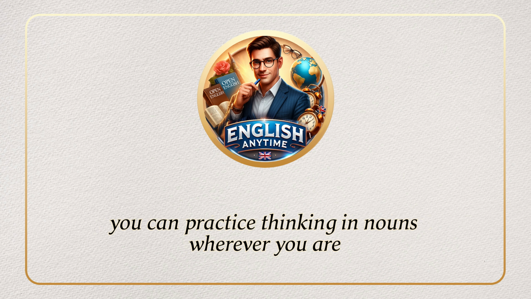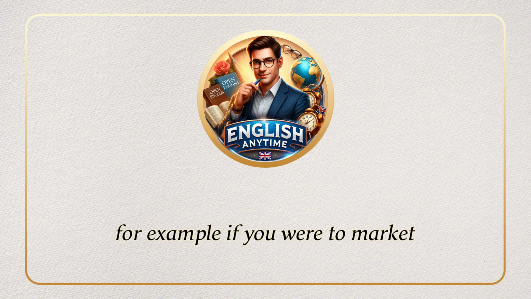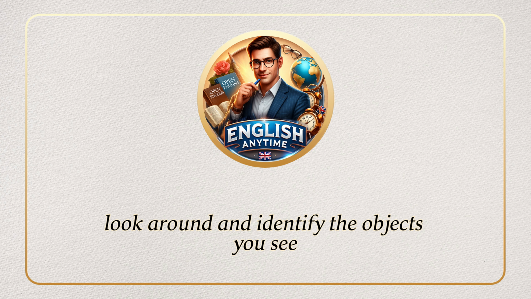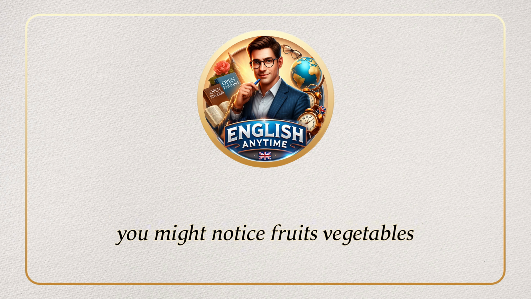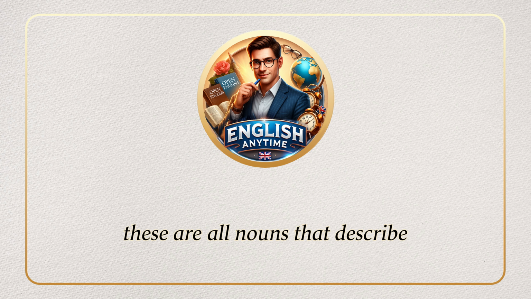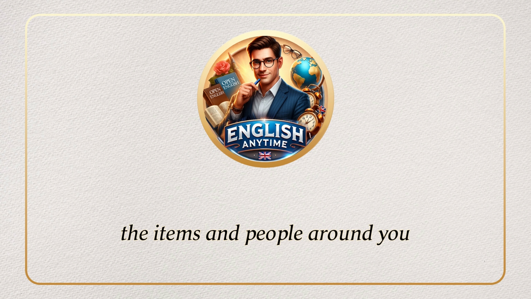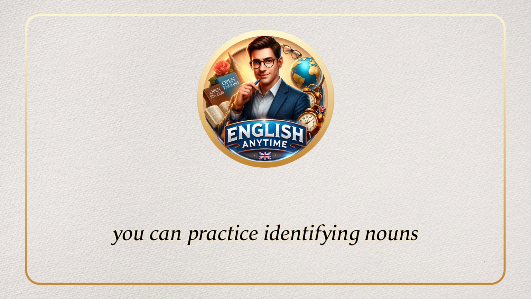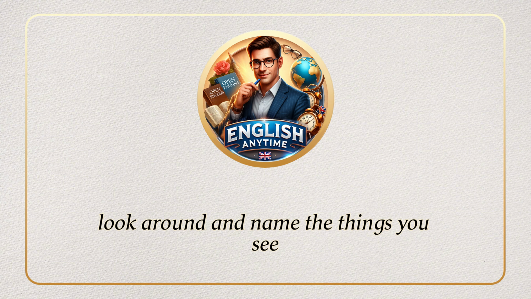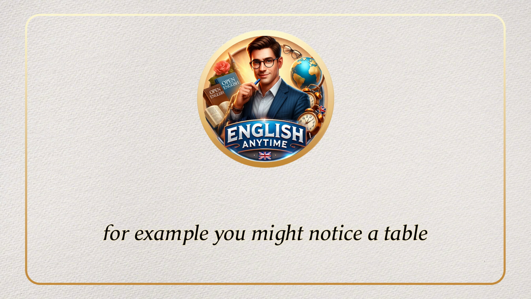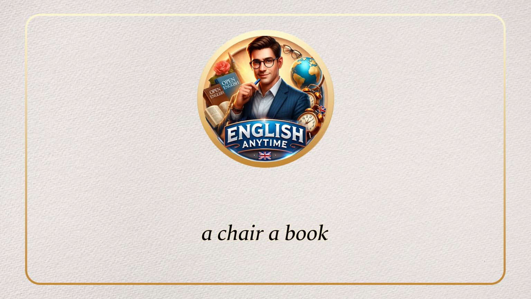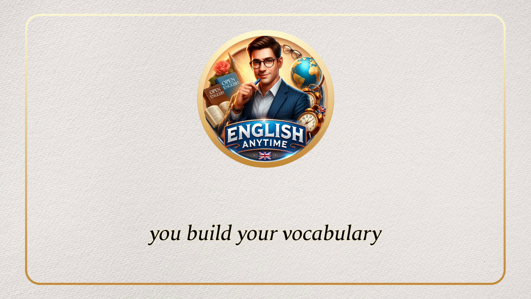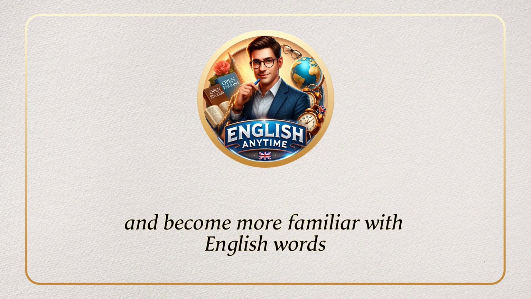You can practice thinking in nouns wherever you are. For example, if you are at a market, look around and identify the objects you see. You might notice fruits, vegetables, spices, and vendors. These are all nouns that describe the items and people around you. Even if you are just sitting in your room, you can practice identifying nouns. Look around and name the things you see. For example, you might notice a table, a chair, a book, and a laptop. By practicing in this way, you build your vocabulary and become more familiar with English words.